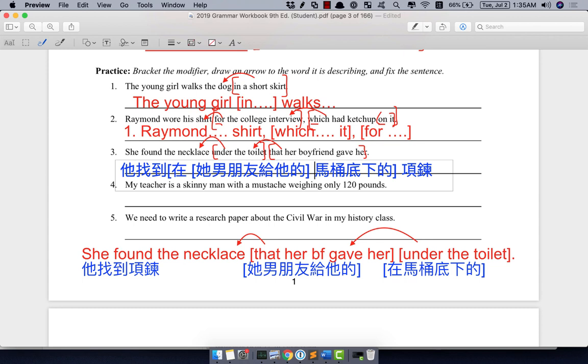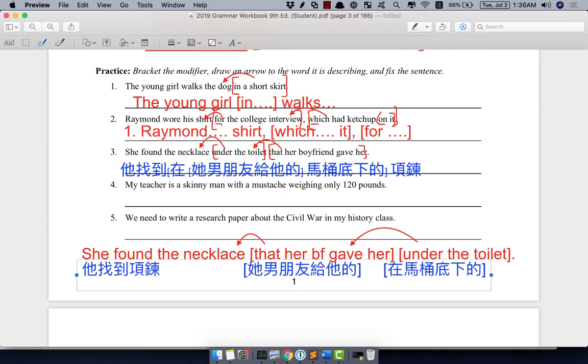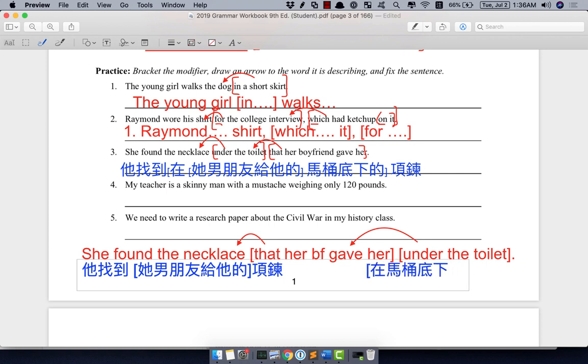And then back to this sentence here. She found the necklace that her boyfriend gave her under the toilet. So using the same logic, how would you translate the Chinese sentence? Okay. So you have 她男朋友给她的, and that describes 项链. So you move that before 项链. 她找到她男朋友给她的项链. So far, so good. What about the second part? 在马桶底下的. Where is the word the? It's gone. That's fine. 她在马桶底下.